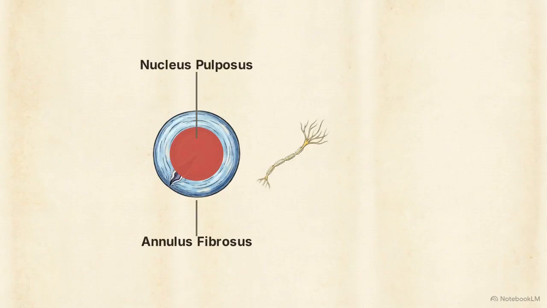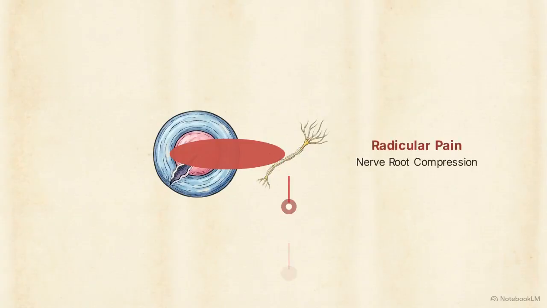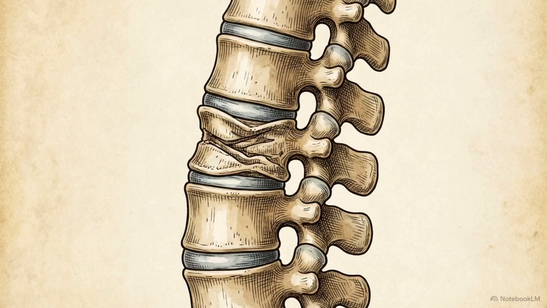If that same nucleus pulposus herniates completely through the annulus, the disc itself is no longer the primary pain generator. The extruded material physically compresses the adjacent nerve root, producing a distinct radicular pain pattern that radiates into the buttocks and down the leg. Beyond the discs, mechanical axial pain is frequently driven by direct structural failure of the bone, primarily in the form of vertebral compression fractures.